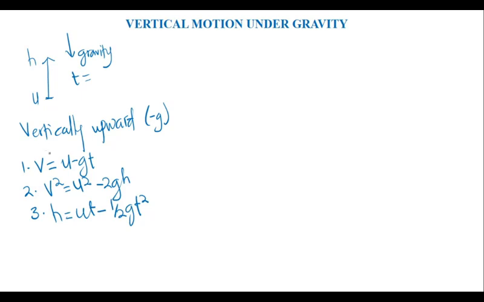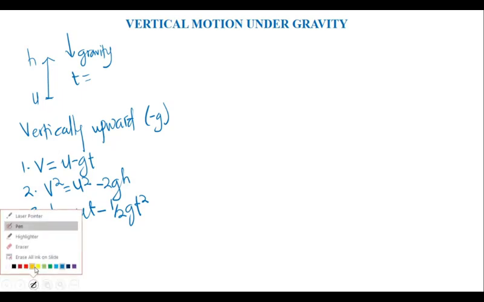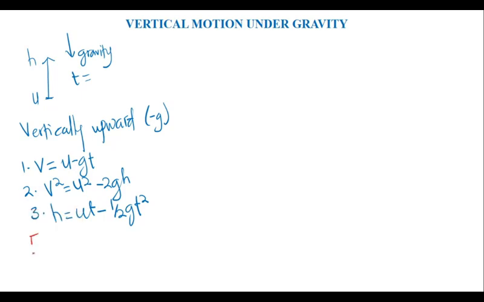Now, v is the final velocity of the body, u is the initial velocity, g is the gravity, and t is the time. Then h is the height the body has reached. If we throw a body upwards, the body only has an initial velocity. So whenever we throw a body upwards, the final velocity, which is v, is always equal to 0. For a body being thrown vertically upward, final velocity is always equal to 0.